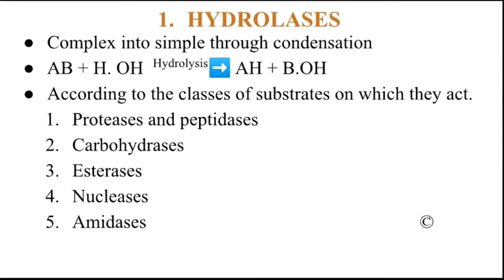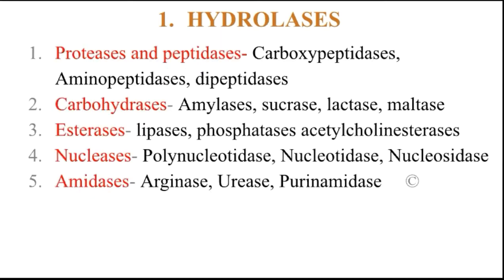It means the enzymes break up the complex molecule into simpler components through the process of hydrolysis or condensation of the substrate, called hydrolase. According to the classes of substrates on which they act, they are divided into 5 types. First is the proteases and peptidase, second is the carbohydrases, third is the esterase, fourth is the nuclease, and fifth one is the amidase. Okay, see one by one. First the proteases and peptidase.